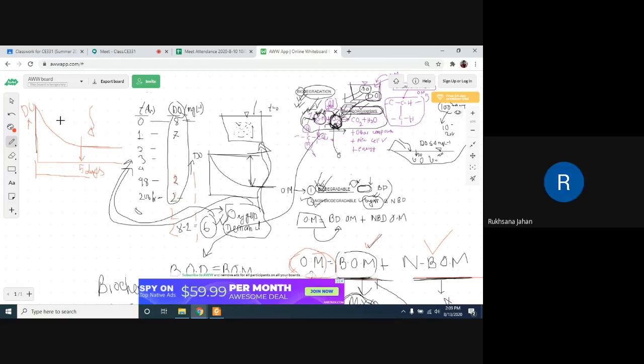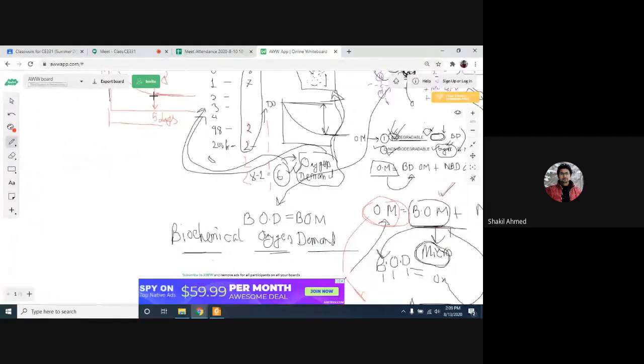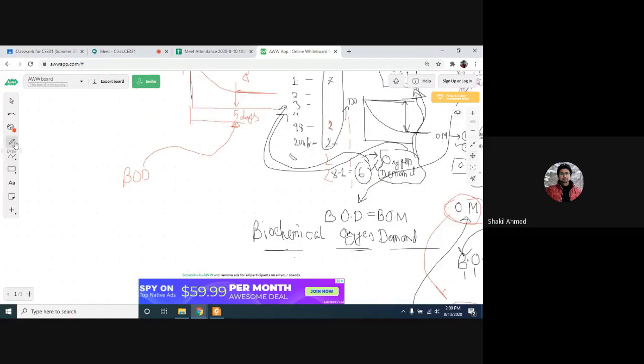Yes, sir. And after that, it is negligible after 5 days. So usually we measure, I would not say 100% is achieved, rather 95% or more than that. So that's well enough for us. In case of BOD we measure up to 5 days, therefore we call it 5-day BOD. Clear? Clear.